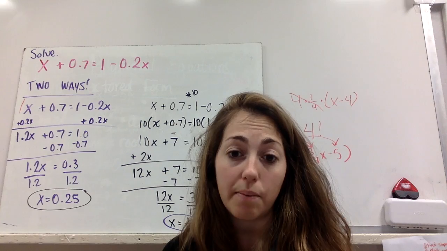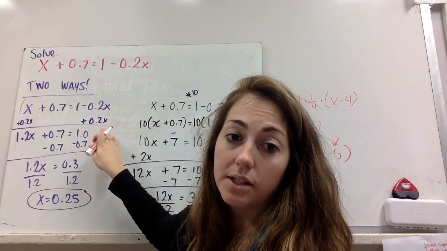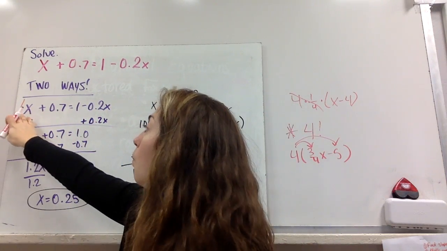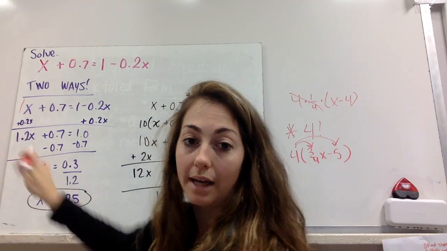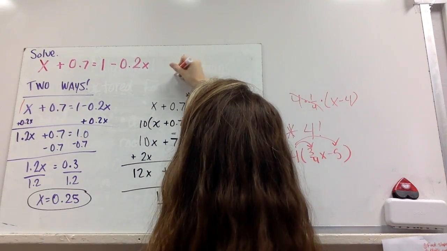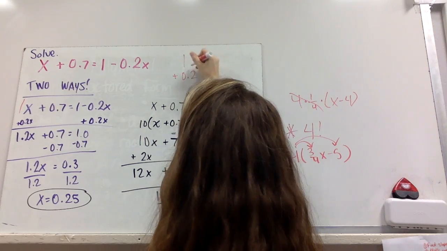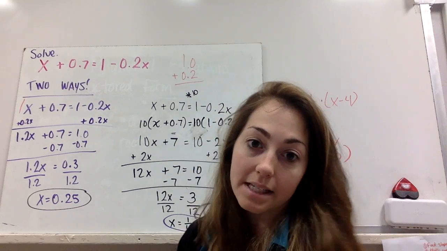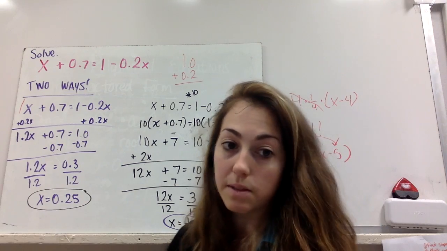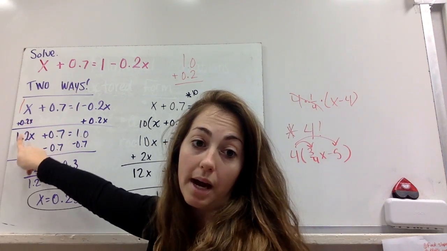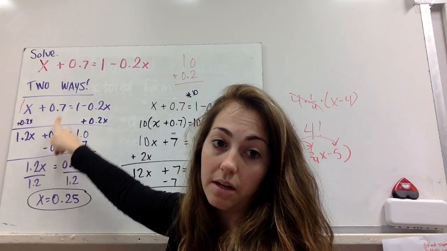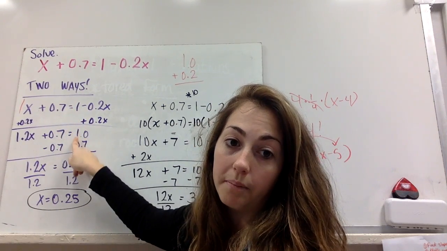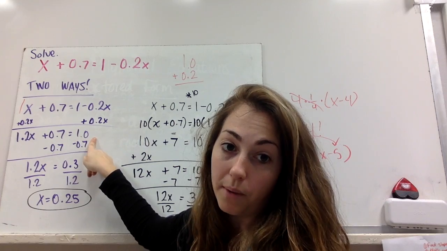Remember, pause the video at any point. Okay, so when I add 0.2x to both sides, 1x plus 0.2x is 1.2x. You're adding 1 whole plus 0.2. Remember how to add decimals. Line up those decimals. All right, so 1 plus 0.2x is 1.2x. The rest comes down. 0.7 equals 1, right? Which is also written as 1.0.